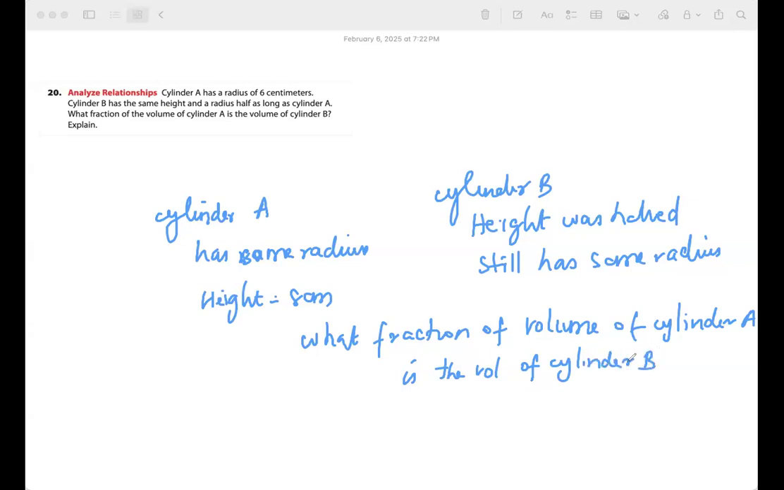This is a tricky question, this time with height. No. Again 1 by 4? No.